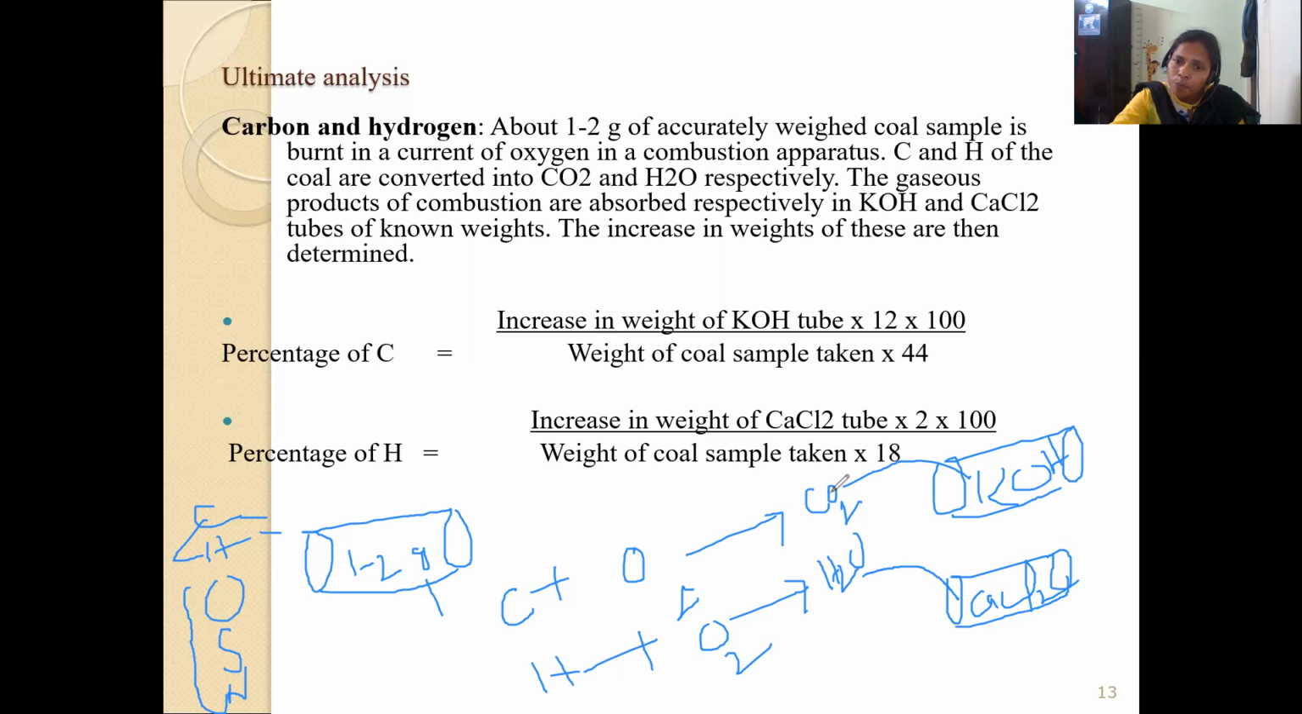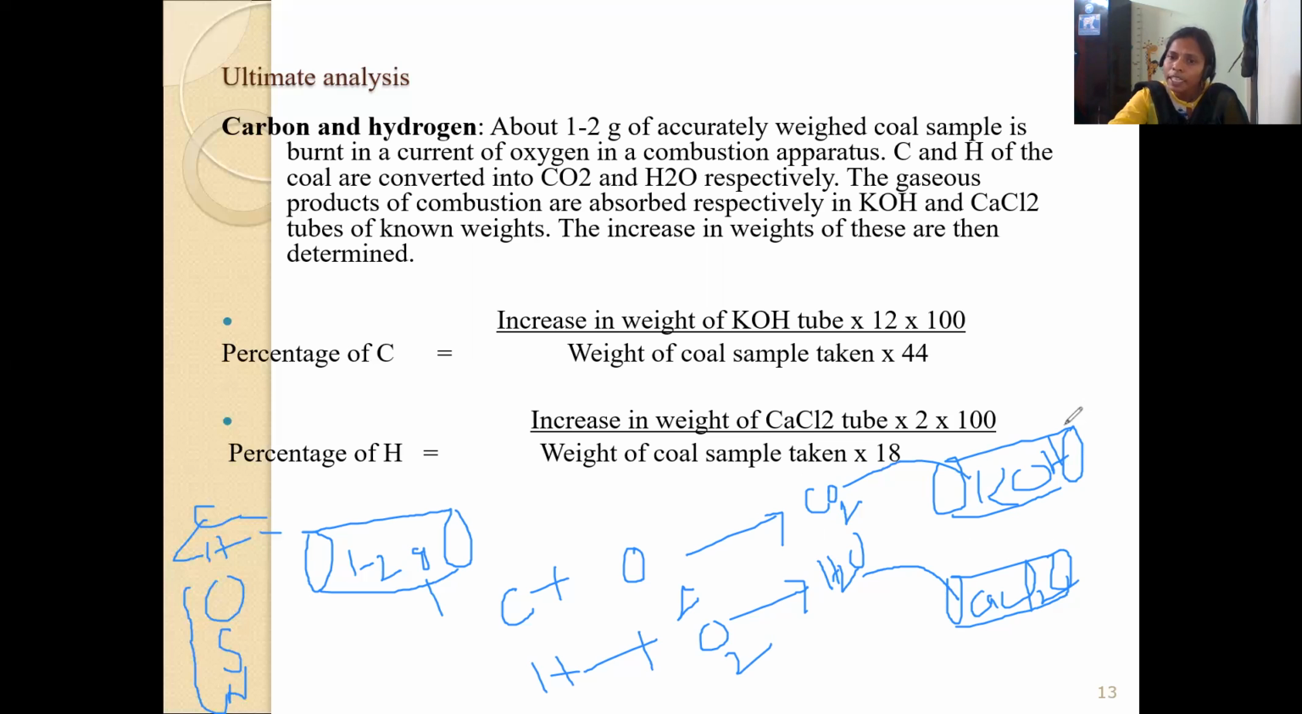But before absorbing carbon dioxide and water, the KOH bulb weight and calcium chloride bulb weight were less. Let us assume these are empty bulbs initially. This bulb is coated with potassium hydroxide and this empty bulb is coated with calcium chloride. But when this bulb absorbs the carbon dioxide, when the gas goes inside, its weight increases. Why did this bulb weight increase? Because it absorbed the carbon dioxide. And this bulb weight also increases because it absorbed the water molecules.